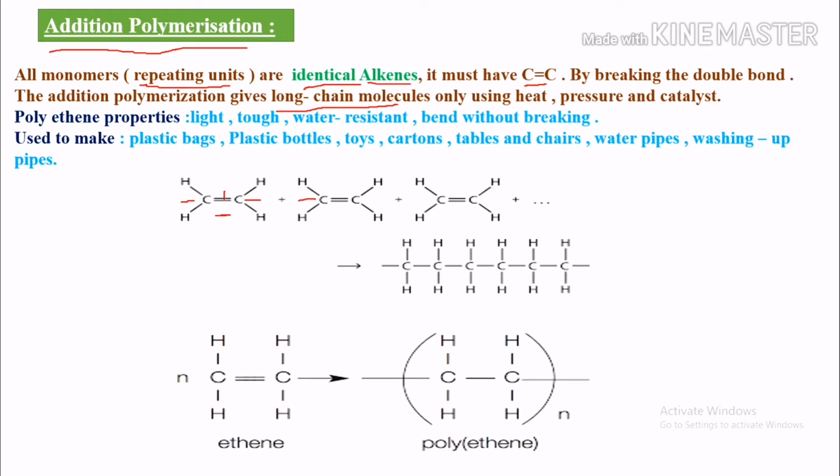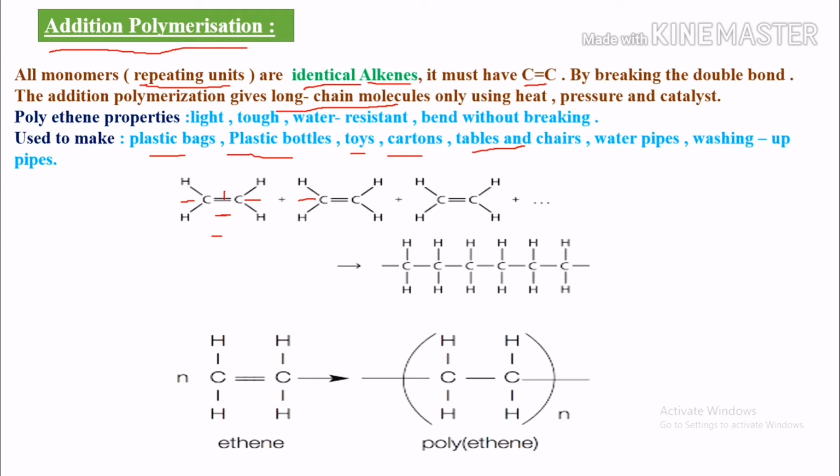Polyethylene is light, tough, water resistant, and bends without breaking, so it is preferred in many uses in our daily life. Used in making plastic bags, plastic bottles, toys, cartons, tables and chairs, water pipes, and washing up. So it is mainly used in a lot of daily life uses.